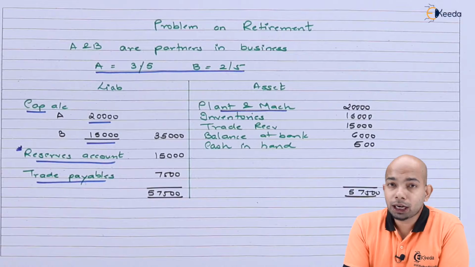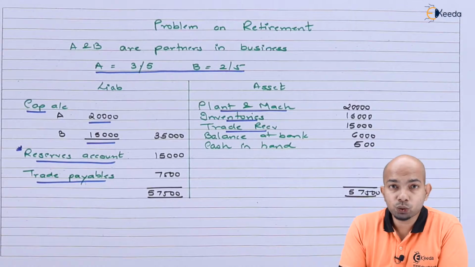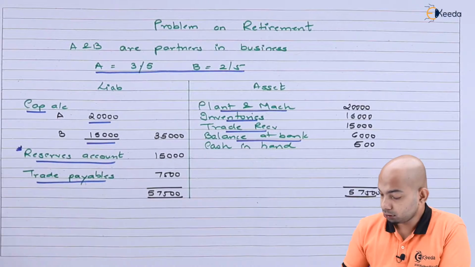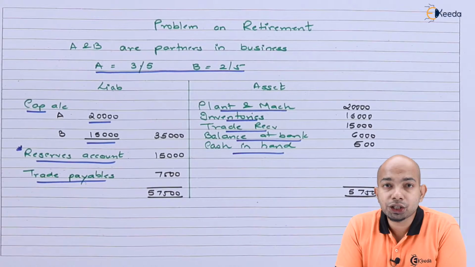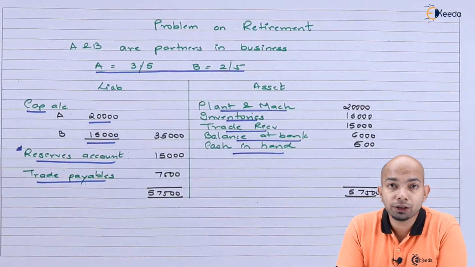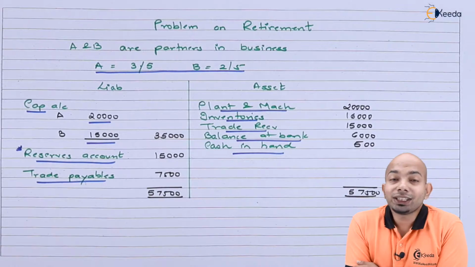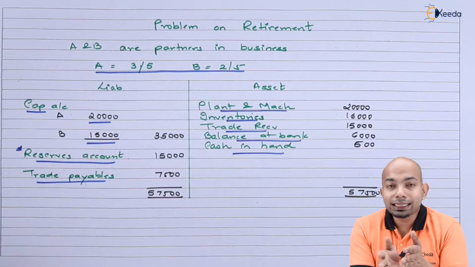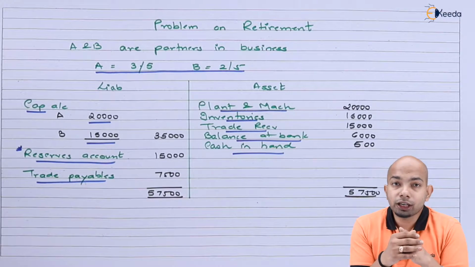Now on the asset side, we have plant and machinery as 20,000. Inventories at 16,000. Trade receivables at 15,000. Balance at bank 6,000, and cash in hand at 500. So these are the details that have been mentioned as liabilities and assets here for your reference. Now let's go further ahead with the sum details.